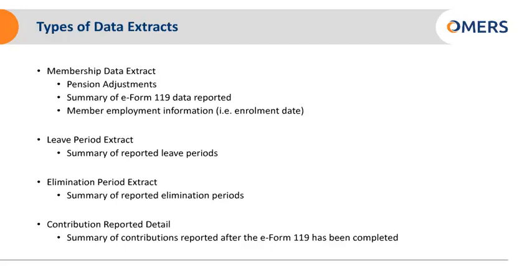Leave period extract. This extract provides details on all leaves you have reported to OMERS. Elimination period extract. This extract is specific to elimination periods and provides a summary of all elimination periods you have reported to OMERS. And lastly, contribution reported detail. This provides a summary of contributions reported after the eForm 119 has been completed.